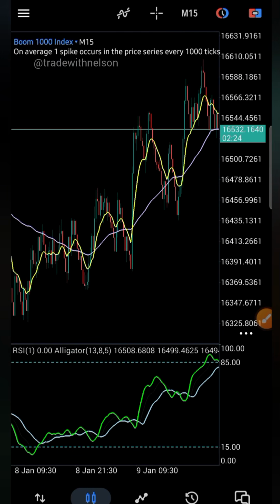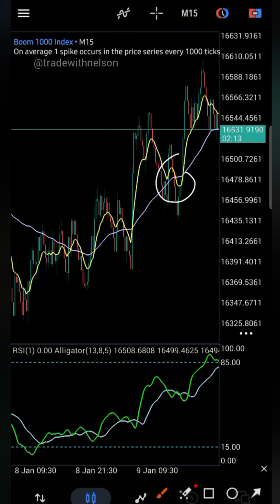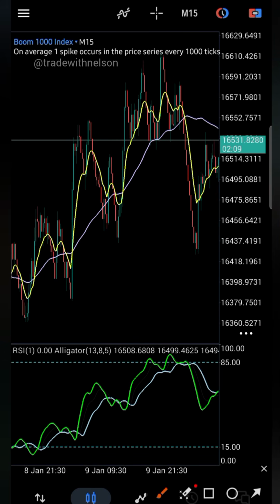So over here you can see that we have a rally to the upside. We have a cross of this moving average, but we don't have a visible cross above this 85 level. So over here we can see that we have the cross after this green line enters into this 85 level.